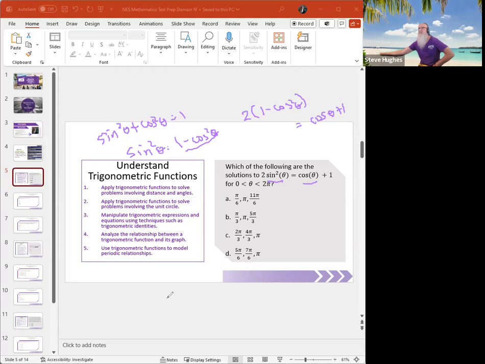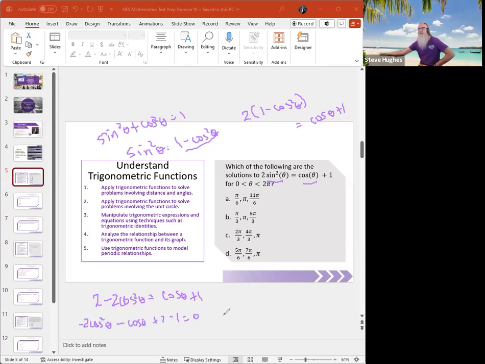Let's distribute. We'll come down here where we have a little bit more room. 2 times 1 is 2, minus 2 cosine squared theta equals cosine theta plus 1. Let's bring everything to one side. It doesn't really matter which side. I'll bring it to the left. That's fine. Bring it to the right. It doesn't really matter. So if I organize this a little bit, I'm going to have 2 cosine squared theta minus cosine theta plus 2 minus 1 equals 0.